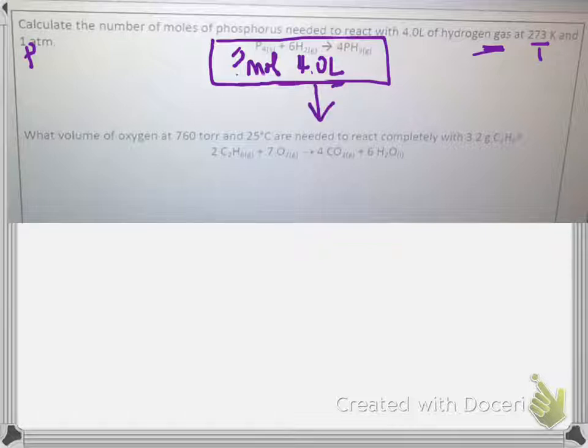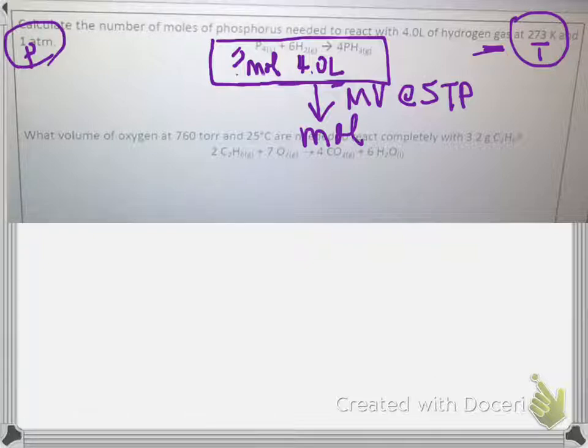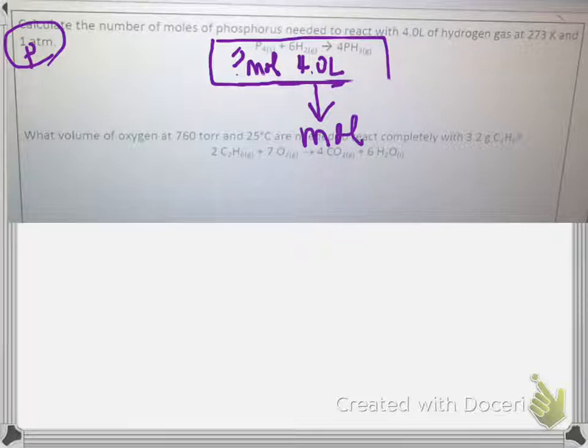We know that we can convert liters to moles using molar volume if we're at STP. So the question remains, I don't see anywhere in this problem where it says at STP. However, I am given the temperature and the pressure of the gas. And if you look closely at those, the temperature of the gas is 273 Kelvin. That's standard temperature, 0 degrees Celsius. And the pressure is standard pressure, 1 atmosphere. So we actually are at STP. When we're at STP, we can convert the liters of a gas that's given to the moles of the gas using molar volume, which is 22.4 liters of a gas for every mole of a gas. So that'll be our conversion factor.